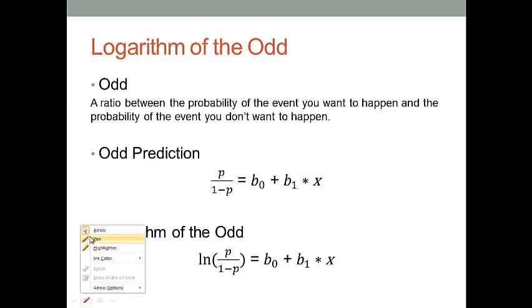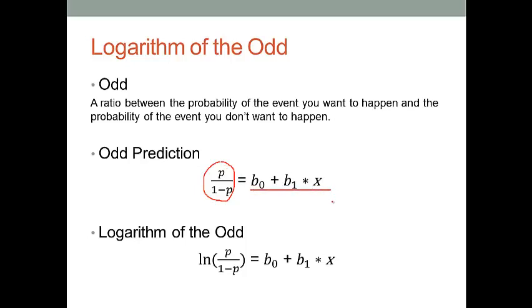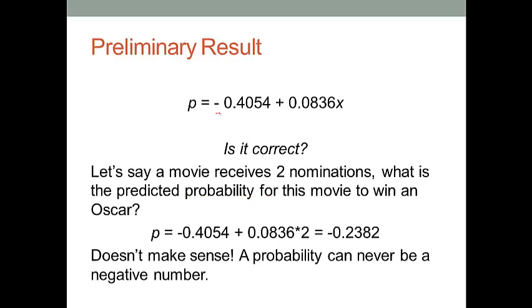If we look at the linear model, the left side of the linear model represents the odd. That means the left side can hold any value now. We break the limitation for the right side to give us a value that must be between 0 and 1. What is the right side so far? We already get the right side from the Excel analysis, right? It is negative 0.40 plus 0.08 times x.